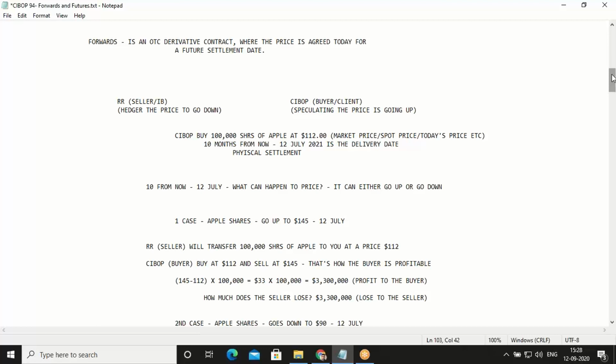So what did you end up doing? You were speculating, but the end result of your speculation is what? Hedging, right? You protected yourself from the price going up. Now, would you have liked to have bought 100,000 shares of Apple at 145 or at 112? Logically speaking, obviously. So are you guys getting this idea of speculation and hedging now? By entering into these contracts, you're speculating the price is going up or down, but if you get your speculation right, you end up hedging.